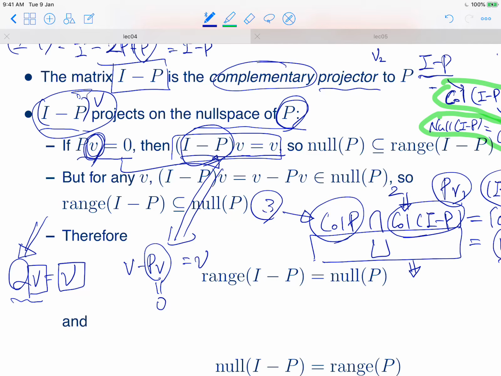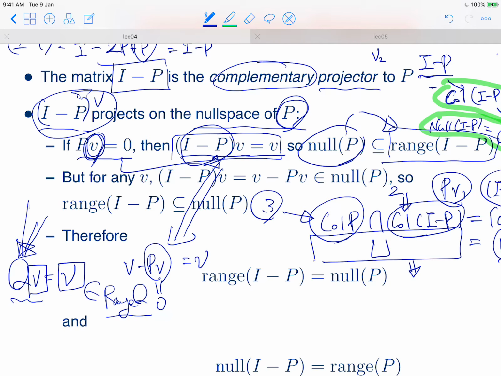So through this representation, it is an element of the range of Q, right? Because it is represented as a linear combination of the columns of Q, which means that it belongs to the range of that matrix. Okay, so here we chose a particular vector from the null space of P, and then we proved that it belongs to the range of I minus P.